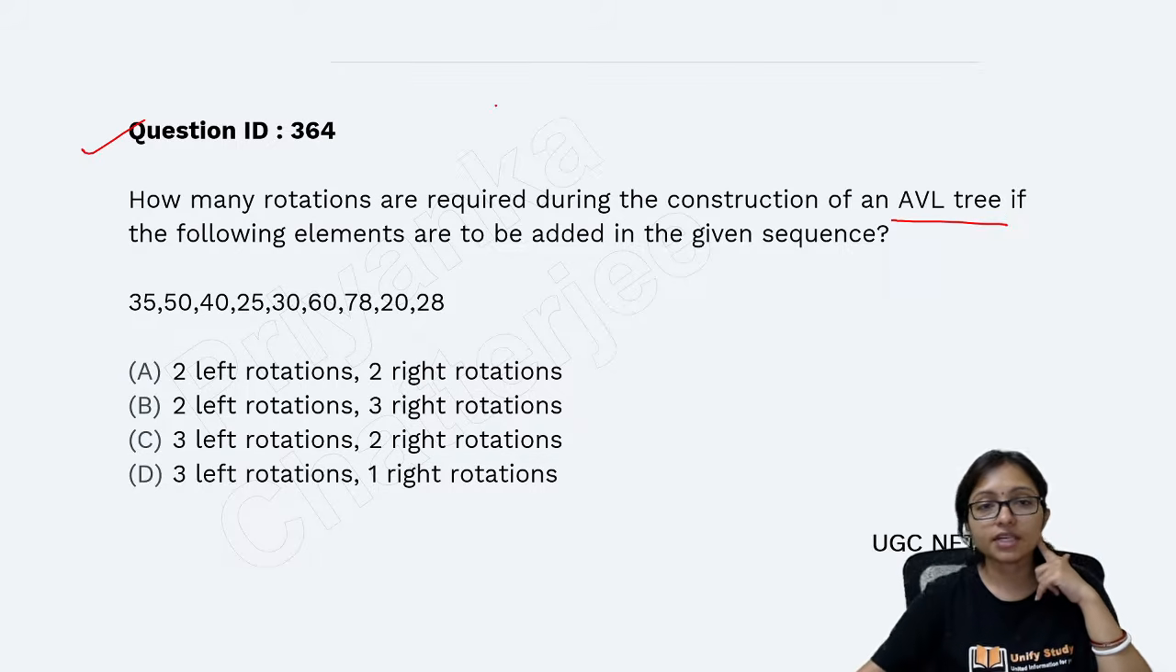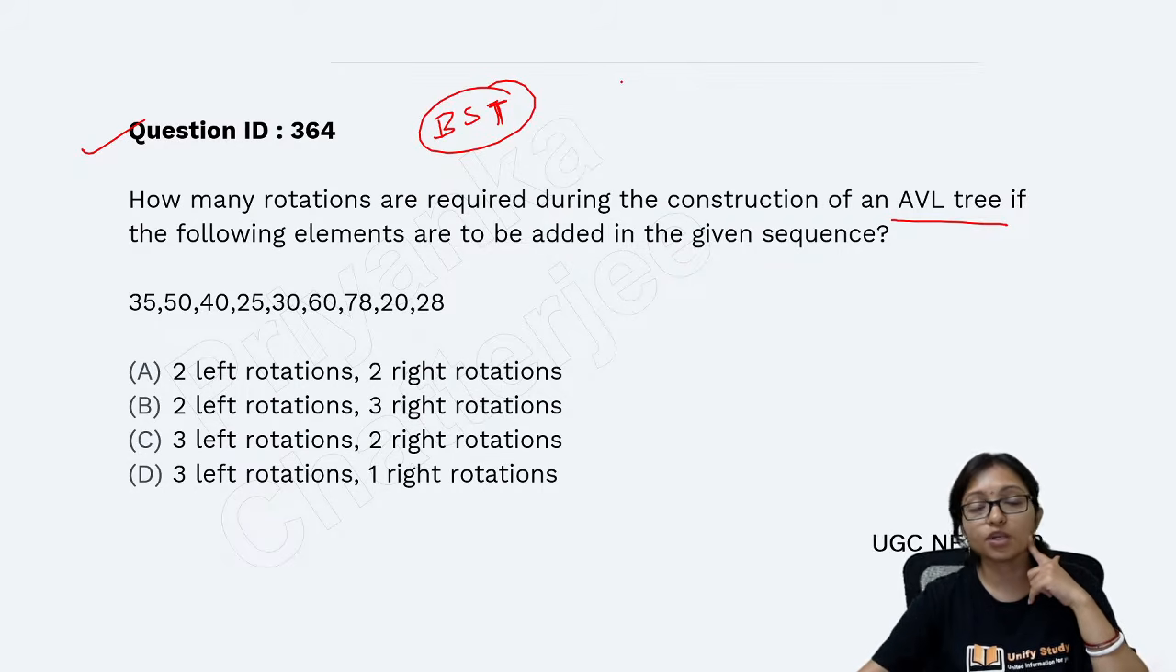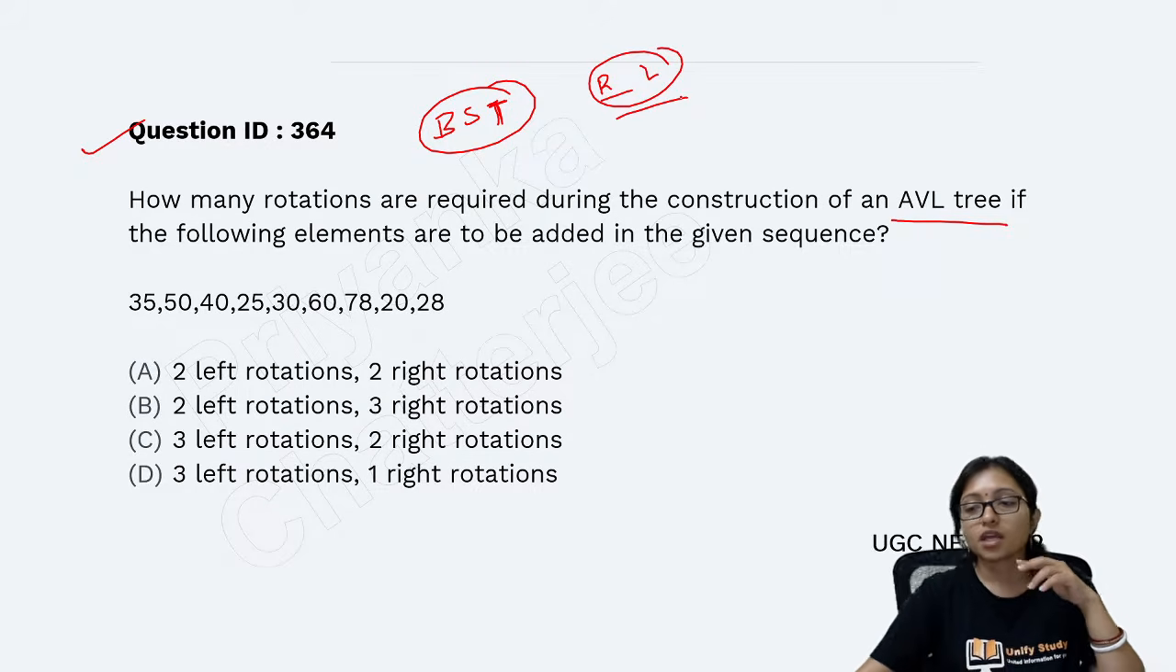Make the BST. AVL tree is one type of BST also. AVL tree is one type of BST, but here you need to balance the right subtree and left subtree. You need to do the balancing. That's why the balancing is required here.